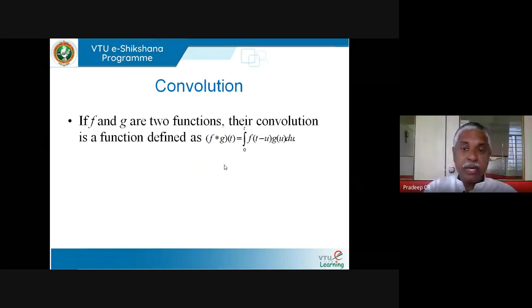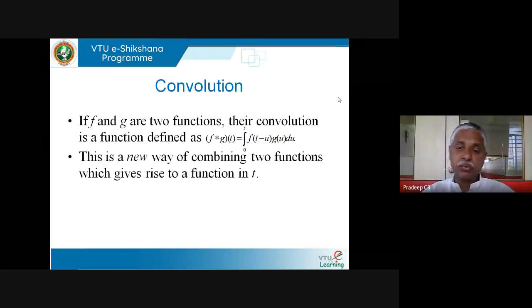So this is a new way of combining two functions. f star g is a function of the independent variable t. How is it defined? In a pretty involved way, the way you see it on your screen here. f star g is the integral of f of t minus u, g of u between 0 and t. Of course, integration is with respect to u. Don't ask me where this u came from. You are integrating with respect to u, the running variable of g. So that's what I was explaining. This is a new way of combining two functions which gives rise to a function in t.